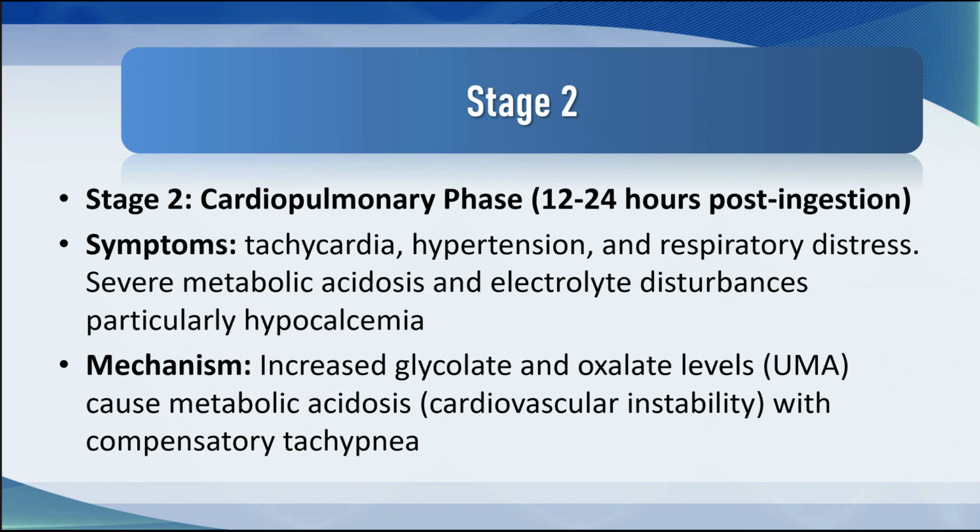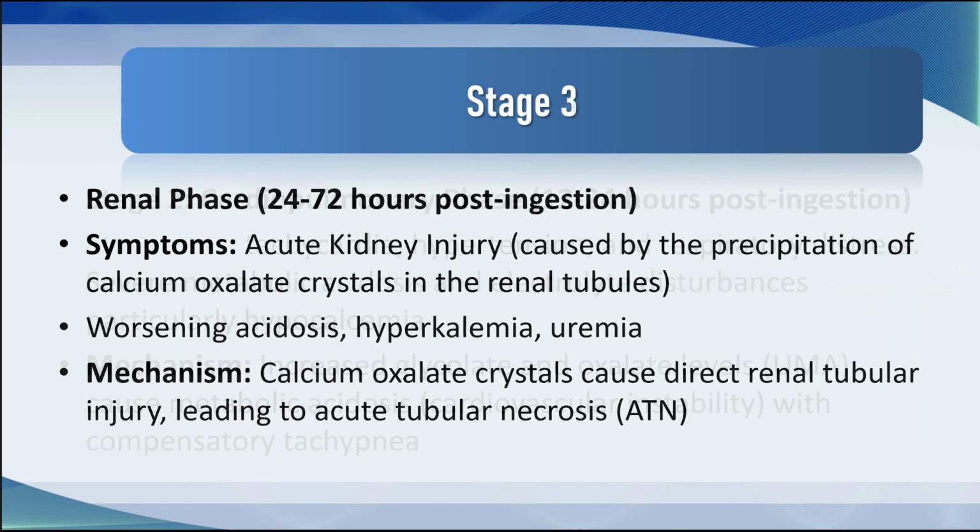Between 12 and 24 hours after ingestion, there's a cardiopulmonary phase. Patient develops tachycardia, hypertension, and acute respiratory distress, some of which is associated with acute metabolic acidosis. And there are a bunch of different electrolyte abnormalities, particularly hypocalcemia. A lot of this is associated with the glycolate and oxalate levels, those unmeasured anions. The hypocalcemia is because of the oxalate binding with calcium. Then, of course, there is the high risk of acute kidney injury.